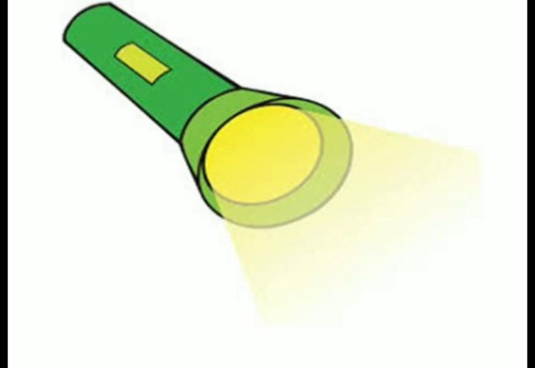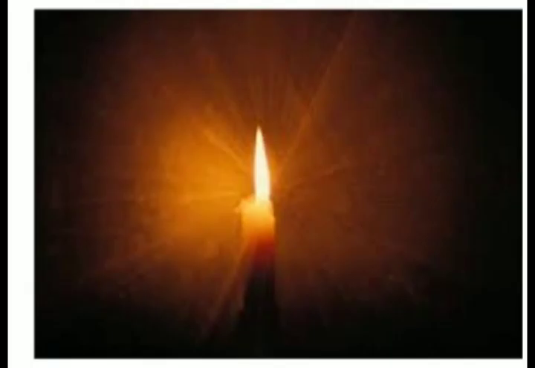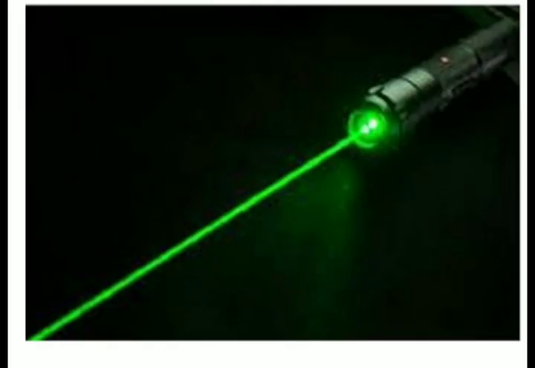Different types of light. Different types of light that we see around us. First of all, we should talk about sunlight. It is a familiar object that gives its own light. Then light from a bulb, light from the torch, light from the candle, and light from the laser. They all are different types of light.